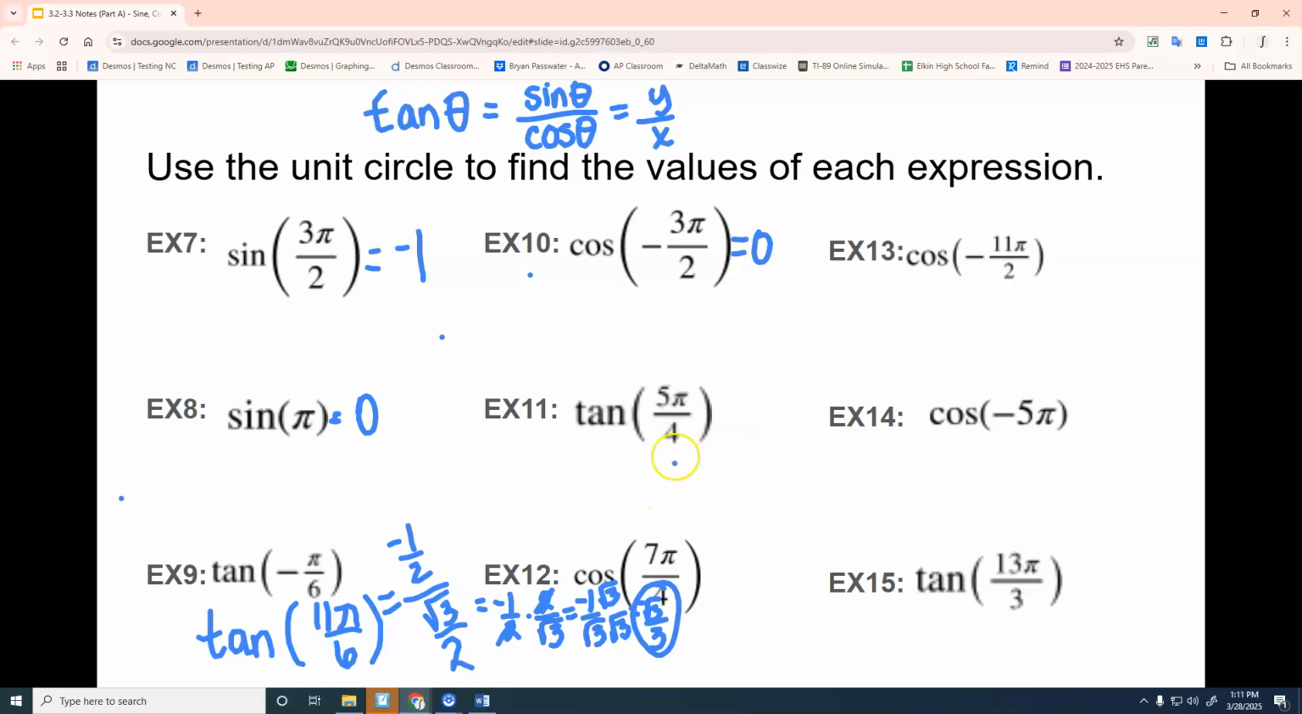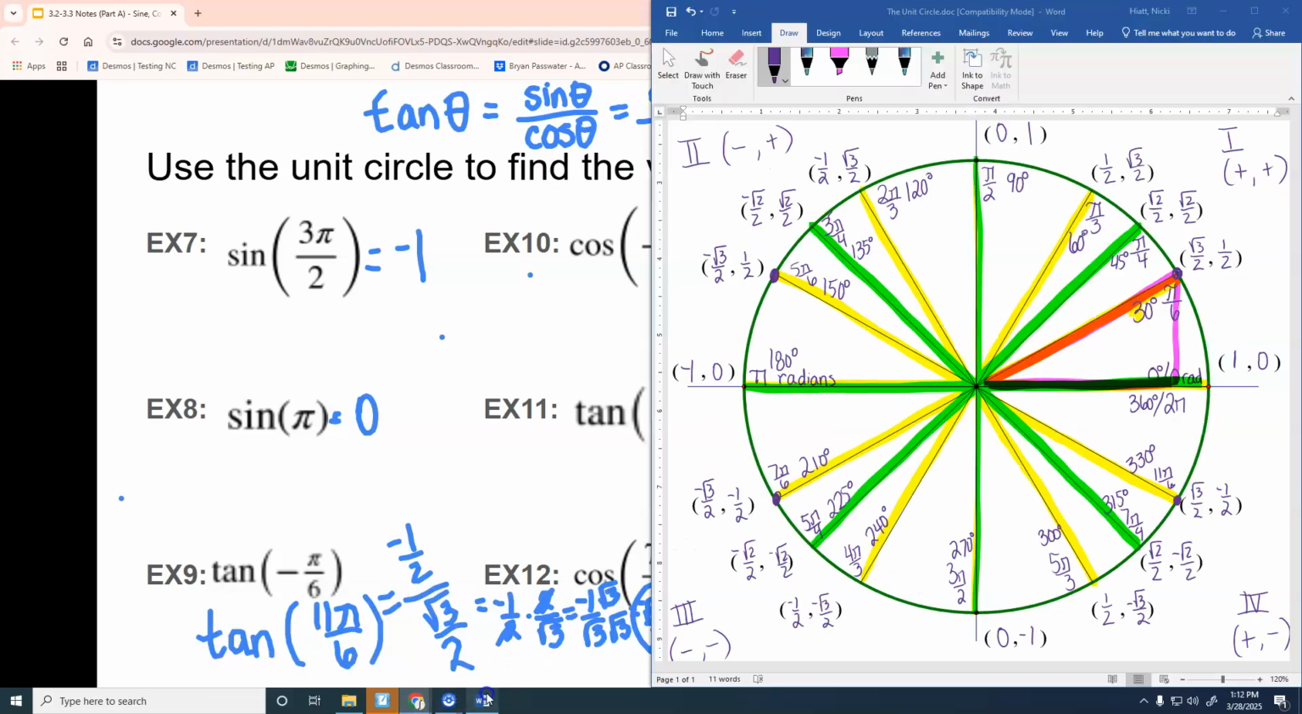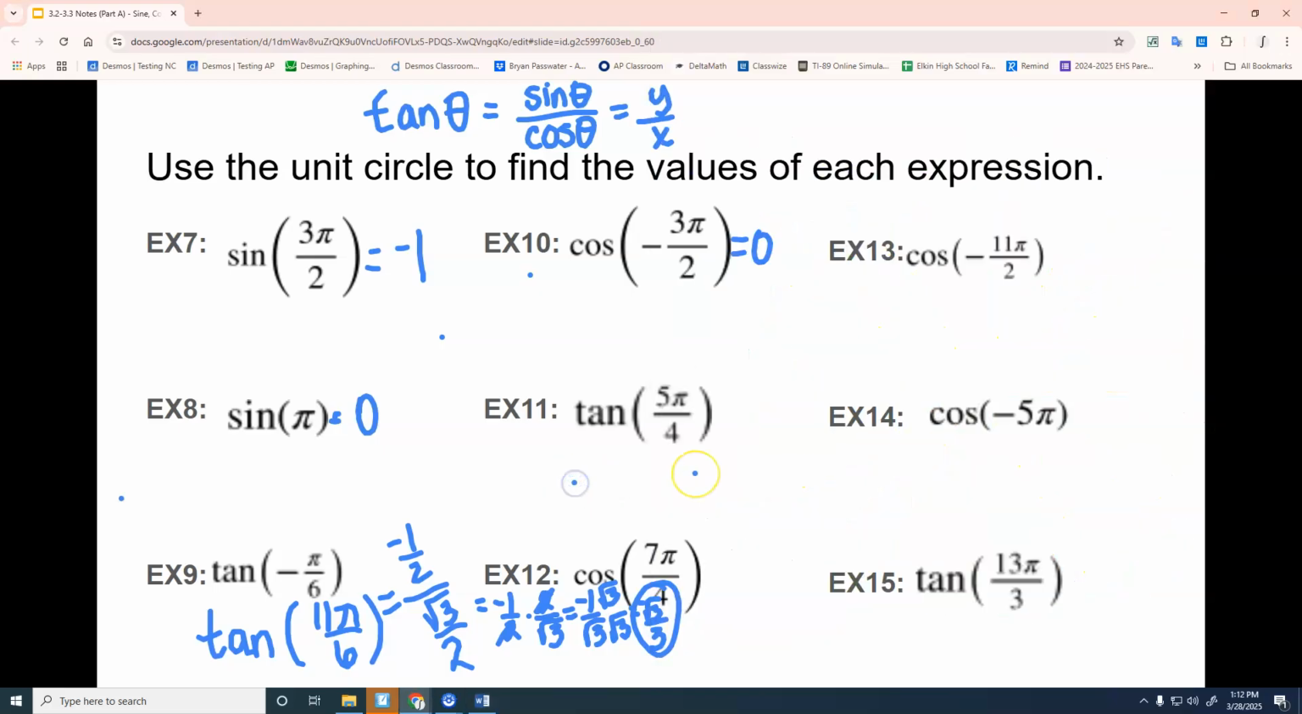5 pi over 4 is on the unit circle right here. Okay? Tangent, when you do sine over cosine, so y over x, is going to be negative square root of 2 over 2 over negative square root of 2 over 2. What is that going to equal? I could do dividing fractions easy as pie, flip the second, multiply, but that is just something over itself, which equals 1. So you just get 1 for that one.